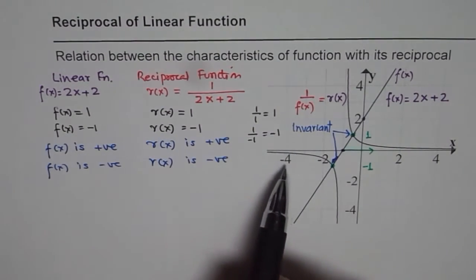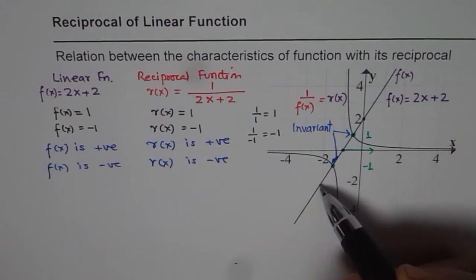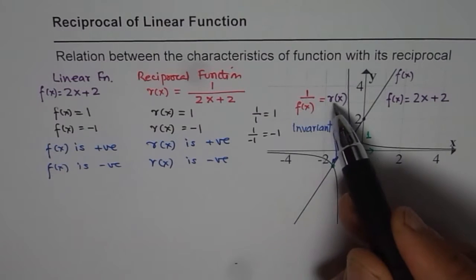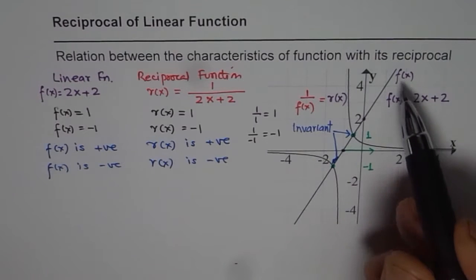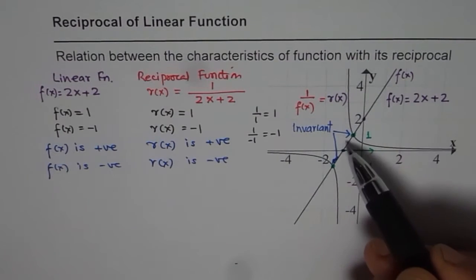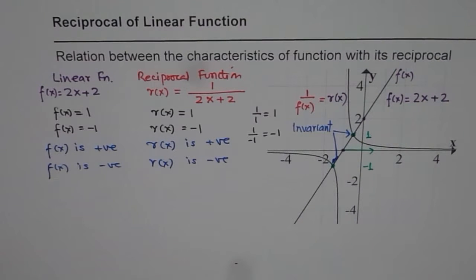If f of x is negative, in that case r of x is also negative, right? So the lower half, see the quadrant 3, when f of x is in quadrant 3, then r of x, the reciprocal, is also in quadrant 3. That's what you can notice here, right? When f of x is greater than 0, r of x is also greater than 0. Okay, so that is what it is. So these are very important points to consider.